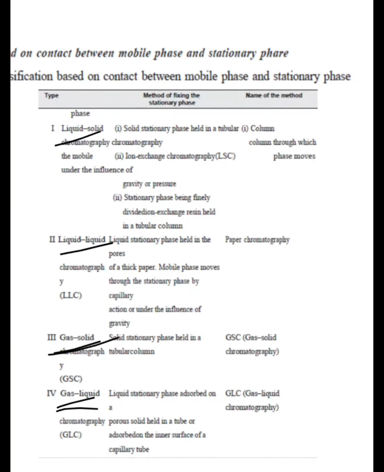Liquid-solid means liquid is in the mobile phase, and solid is in the stationary phase. Here, liquid-liquid means one liquid is in the mobile phase, and another liquid is in the stationary phase. And here, gas is in the mobile phase, and solid is in the stationary phase. Here, gas is in the mobile phase and liquid is in the stationary phase.